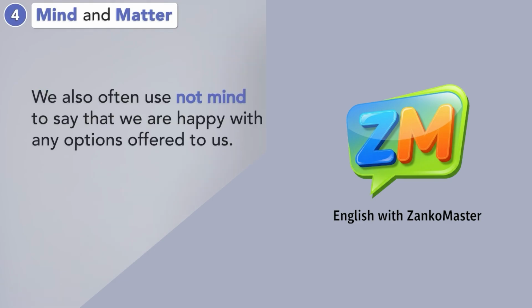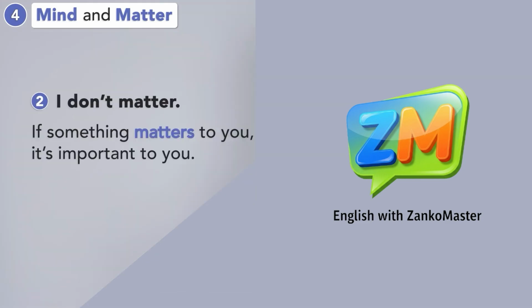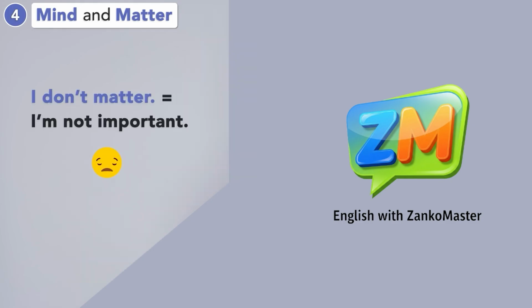We also often use not mind to say that we are happy with any options offered to us. For example, do you fancy going out for dinner or should we stay in? I don't mind. I'd be happy doing either. And what about the second sentence? I don't matter. I really hope you never say this. If something matters to you, it's important to you. So if you say, I don't matter, you're saying, I'm not important.